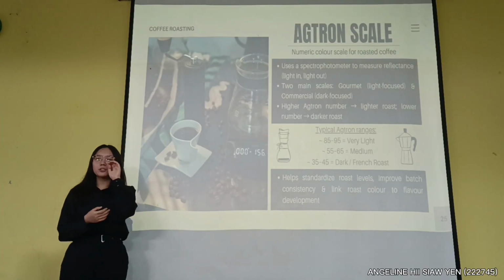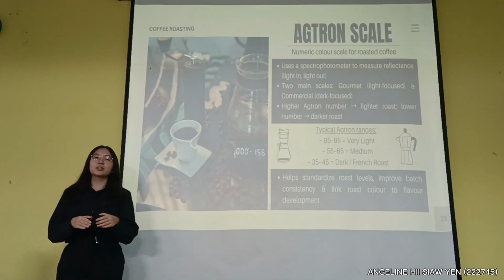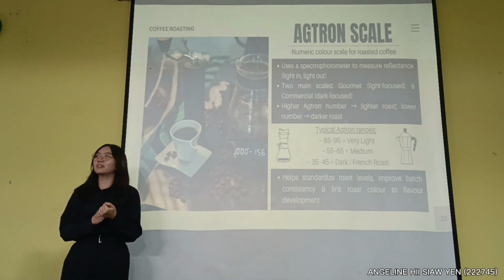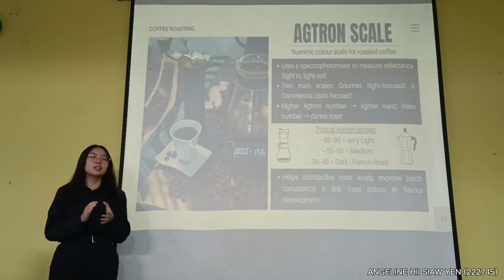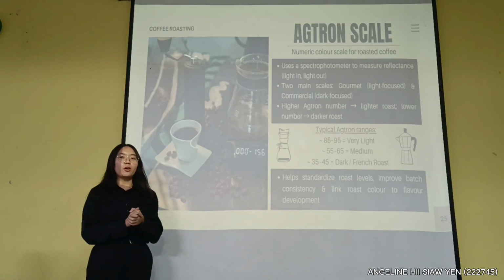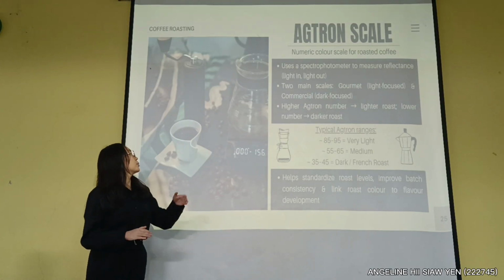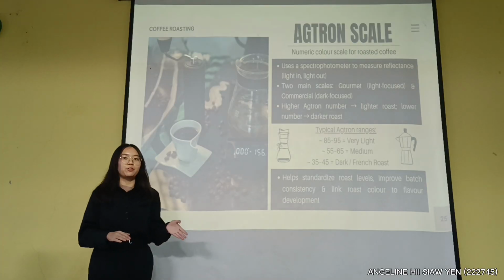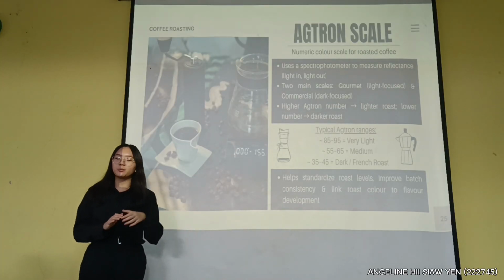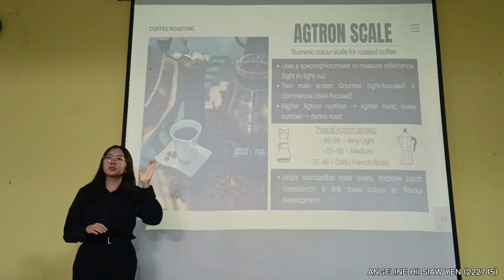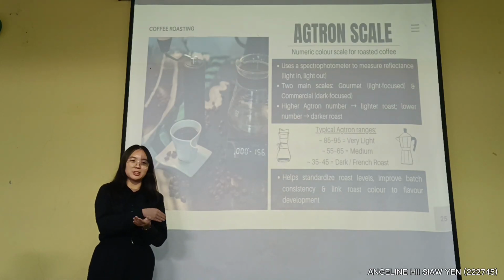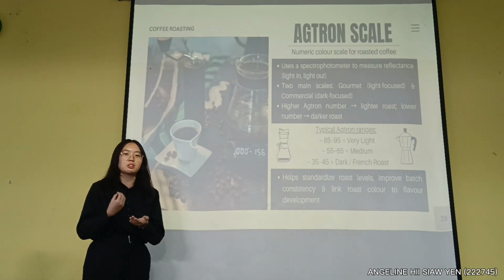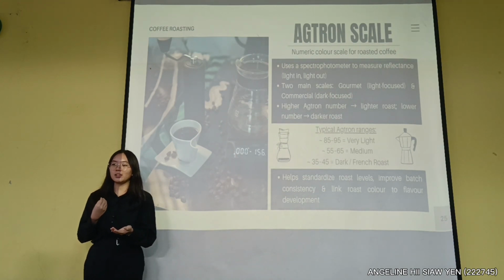So now, did you guys know how professionals tell the exact roast level to people? They're actually using a scale called the Agtron scale. This is a numeric color scale for roasted coffee. They use a spectrophotometer. By the way, a spectrophotometer is a machine where you put in the sample and then pass light through the sample. Then the machine will measure how much light is absorbed and reflected.